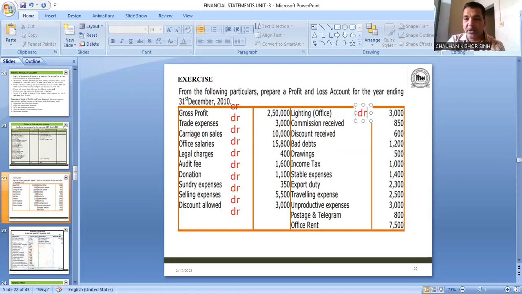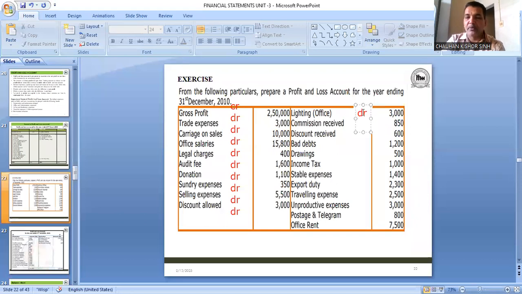If in brackets they have mentioned factory, then it would be the production expense. Then we have to record it in the trading account. So you have to see whether it is office lighting or factory lighting. Depending upon that, you have to take the decision. So lighting will go on the debit side of the profit and loss account because here it is written office lighting.